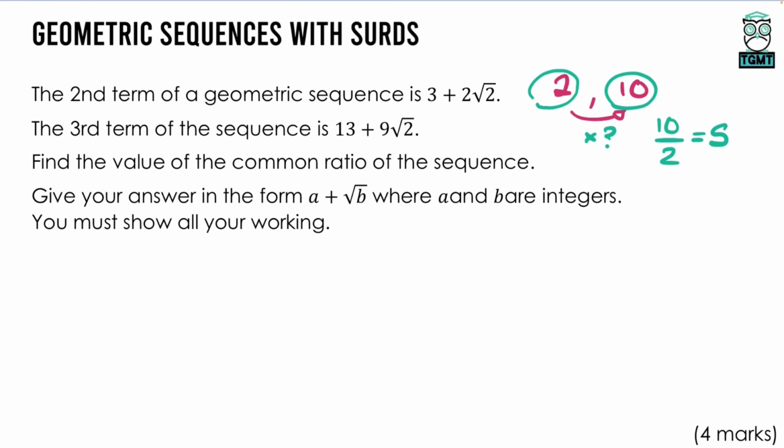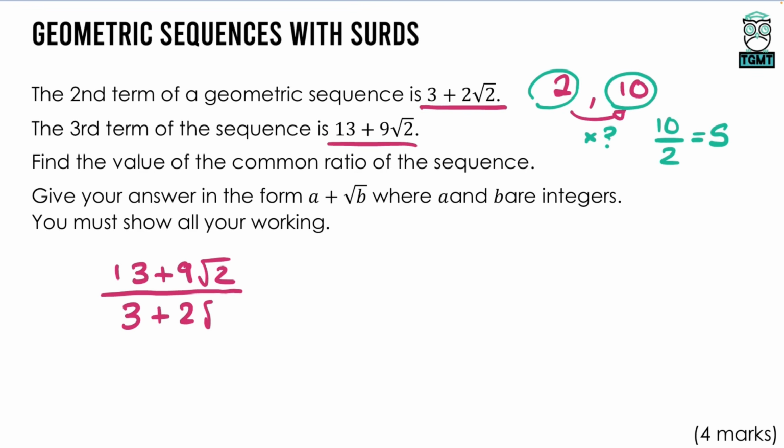And 10 divided by 2 would give us 5. Now, if we take that exact same approach with this question, the third term, 13 plus 9 root 2, we divide that by the term before, 3 plus 2 root 2, that right there is our common ratio. However, it says it wants it in the form a plus root b, which means this fractional common ratio, which has got surds in, needs to be rationalised.